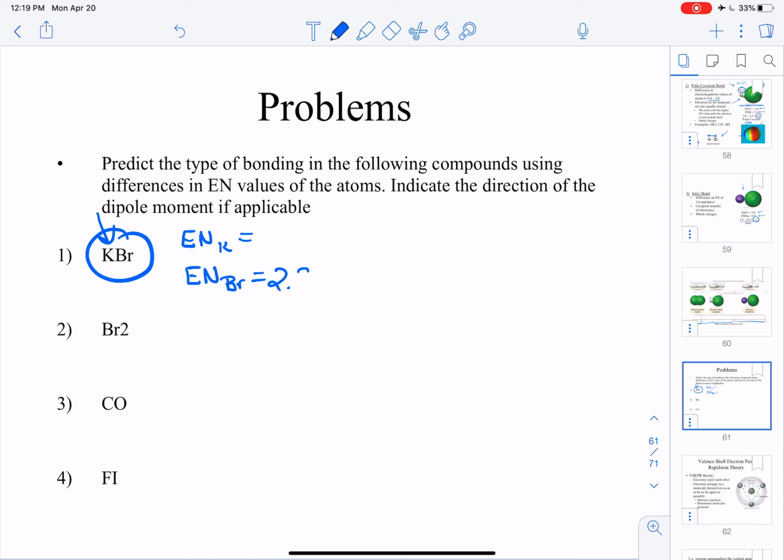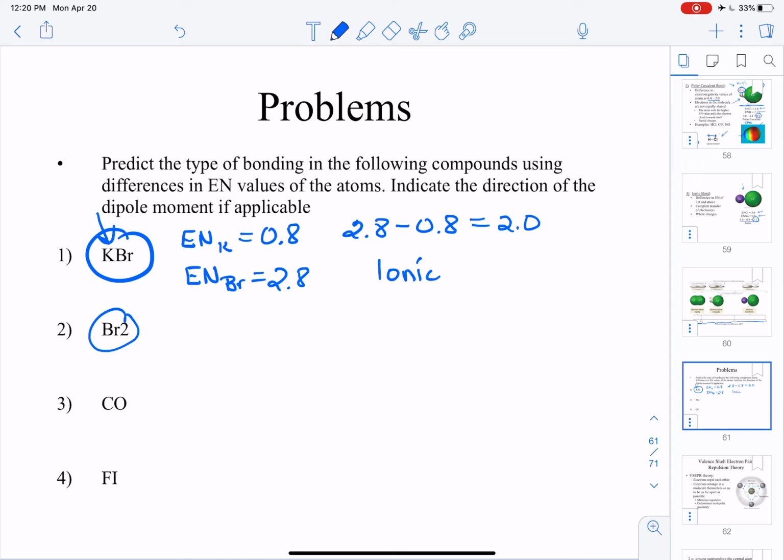So we have 2.8 and we have 0.8 here. Now remember, difference just means subtract. What you guys will do is put the bigger number first and subtract the smaller number from the bigger number, and you'll get the difference there. And the difference is 2.0, so that definitely qualifies potassium bromide as ionic.